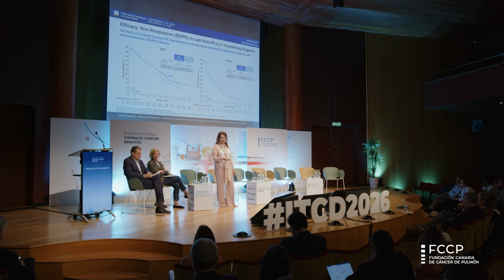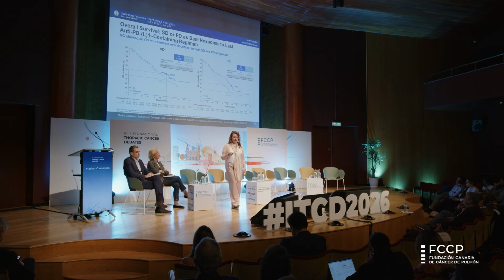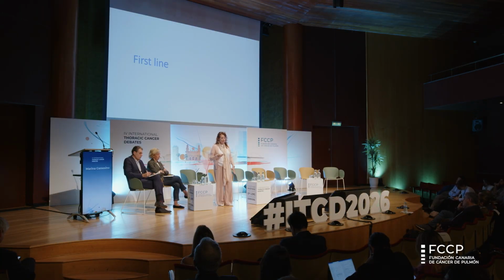And you can see that this is visible in the non-responsive. The overall survival is better in those patients who failed the immunotherapy in very early stages. And again, if we divide those patients who had a stable disease and those patients who had a progression, the majority of the benefit is in those patients who had a progression. Also, if we found these results, the company is developing the drug again in combination with immunotherapy in the first line. Moving to the first line, again, the companies are trying to move these drugs in the first line.